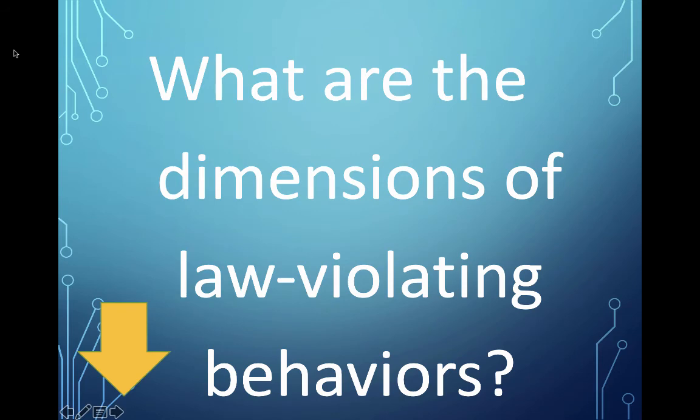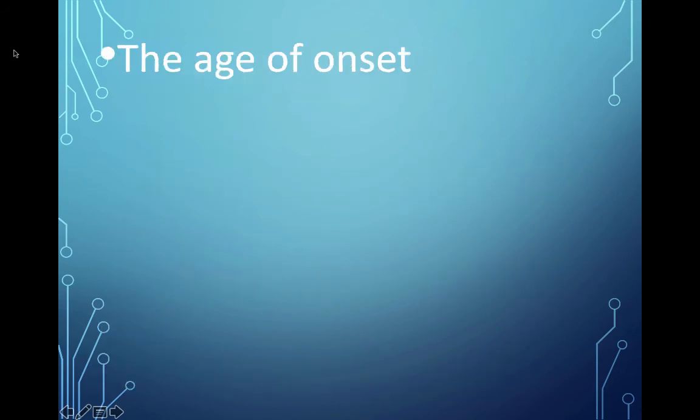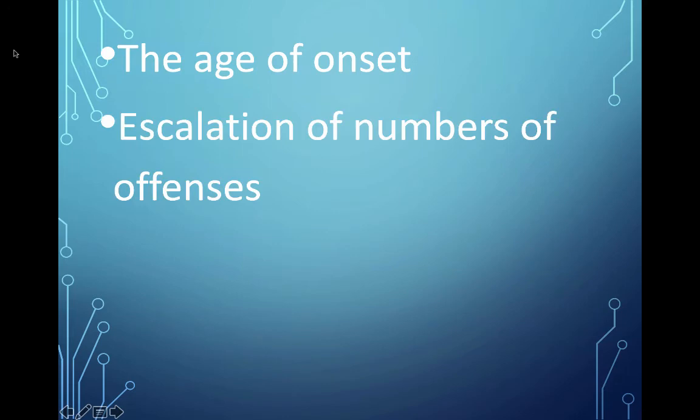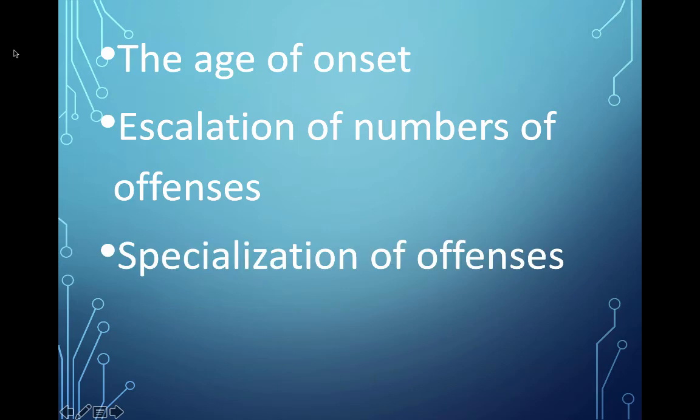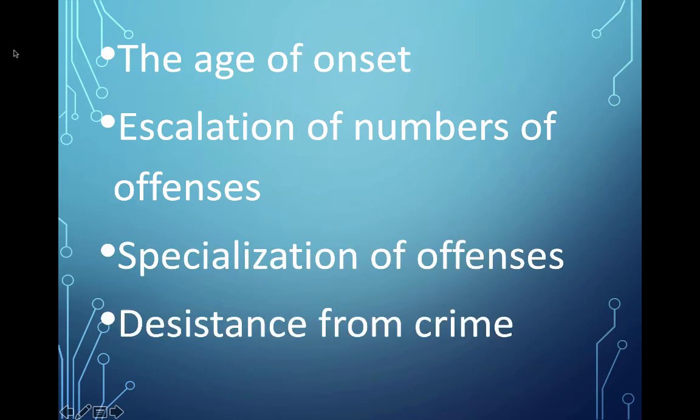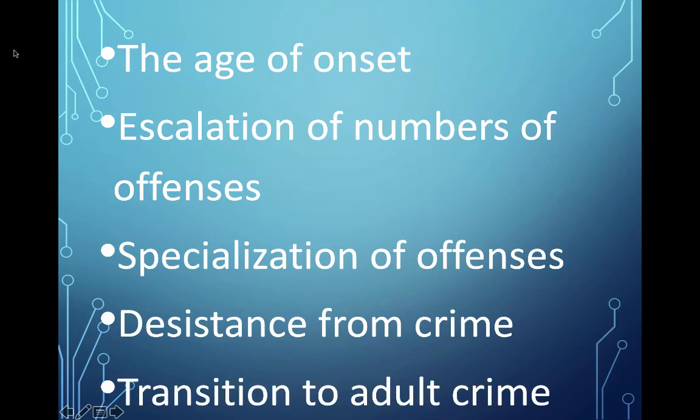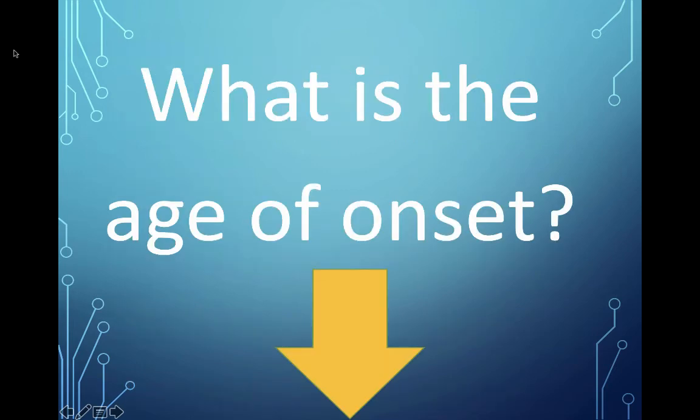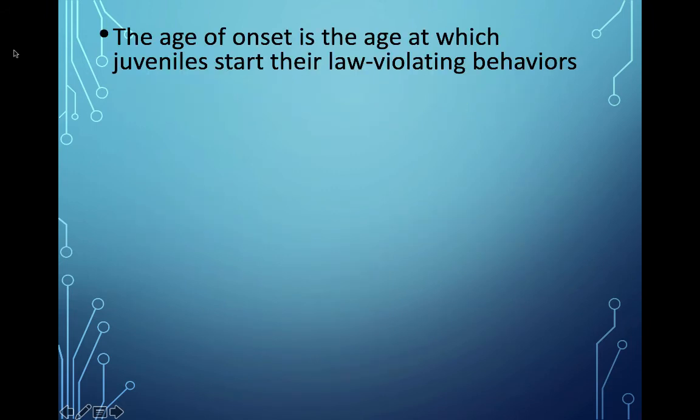All right, so what are the dimensions of the law-violating behaviors? First is the age of onset, the escalation of the numbers of offenses, the specialization of offenses, and the desistance from the crime, and transition to adult crime. So what is the age of onset? Well, the age of onset is the age at which juveniles start their law-violating behaviors.